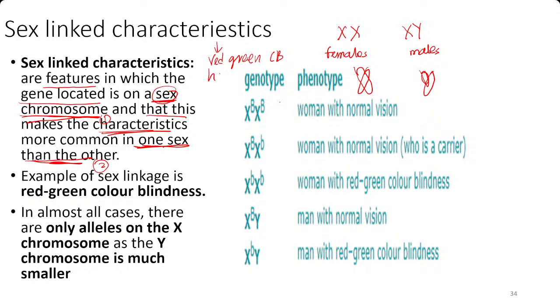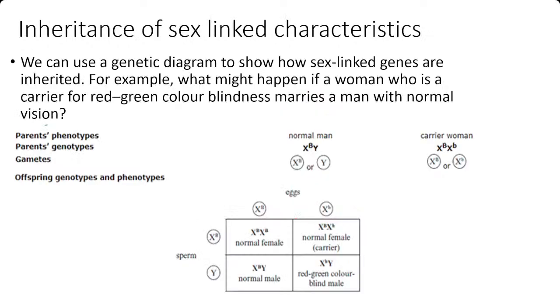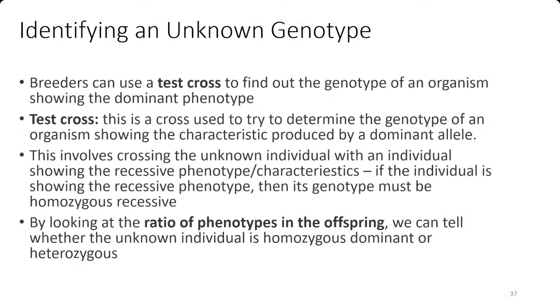color blindness and hemophilia. Okay. So in almost all cases, there are only genes on the X chromosome as the Y chromosome is much smaller, exactly as we looked over here. So the same goes over here. I'm not going to go into much detail.